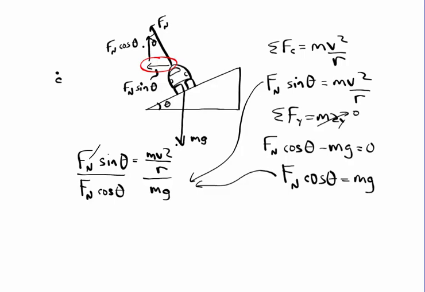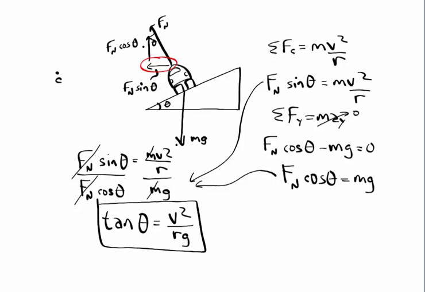And look at the beauty here. This cancels, the masses cancel, and sine over cosine becomes tangent. And we're left with the tangent of the angle equals v squared over rg. And you can have a lot of fun with that. Now this again, I don't want you to memorize this formula. I want you to be able to get this formula by making a free body diagram and creating it with the equations.